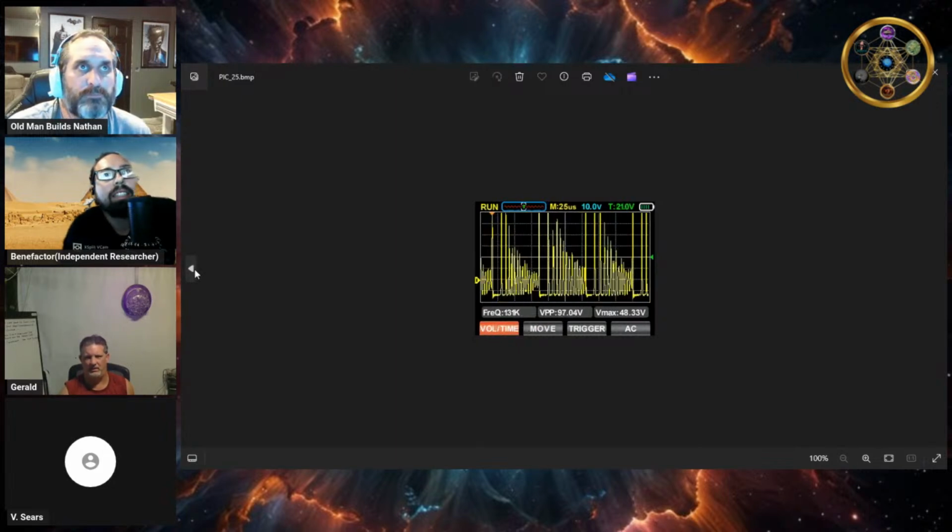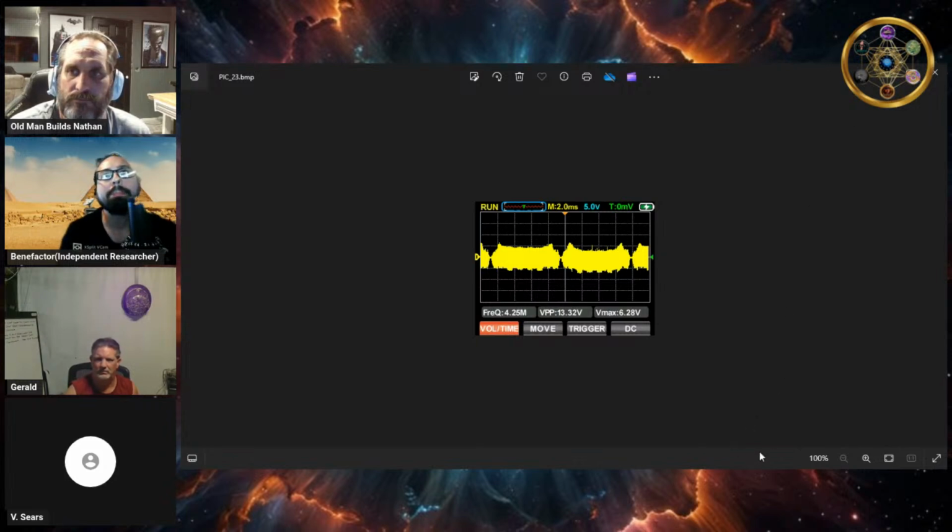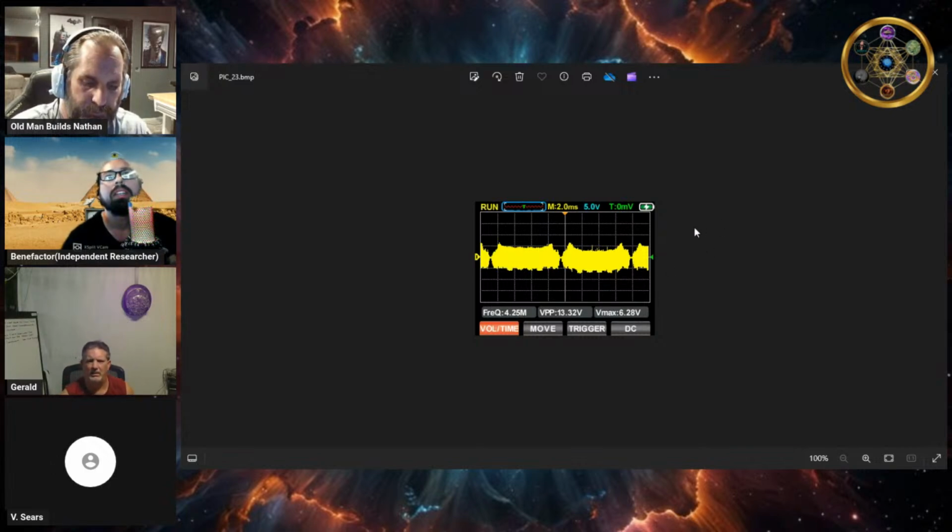I'm sorry, give me 1 sec. Here it is. This is the waveform for pulsing the mithril coil. Yeah, I've never seen anything like that before. It's almost a palindrome. That's weird. I was pulsing that at, what was it? I'd have to look at my notes on that one. But the frequency on the oscilloscope says 4.25 M. Yeah, that's mega.